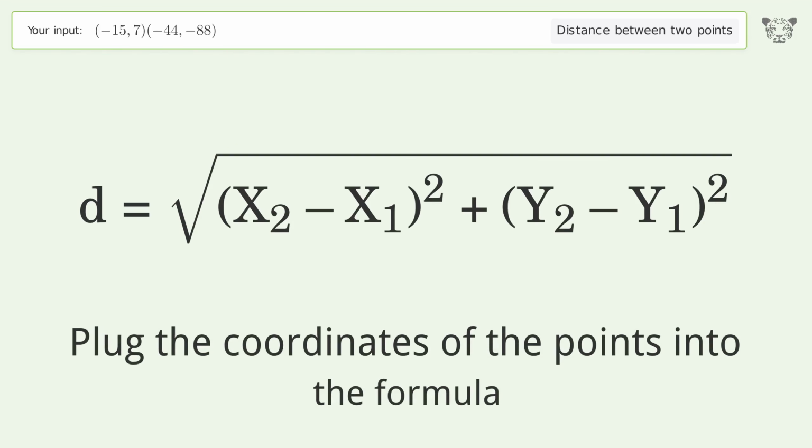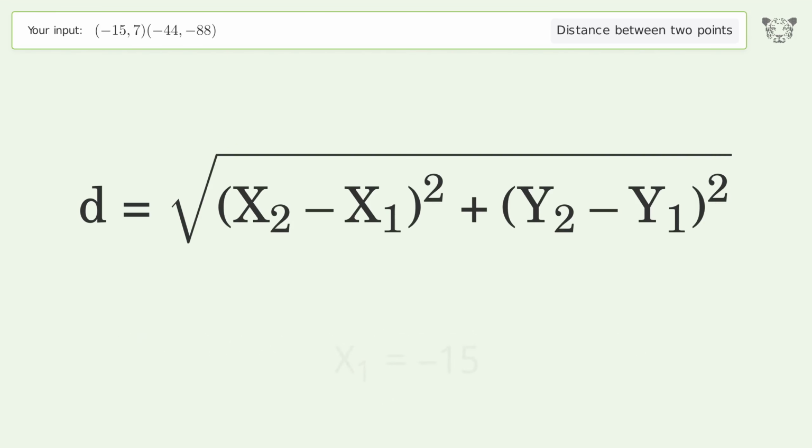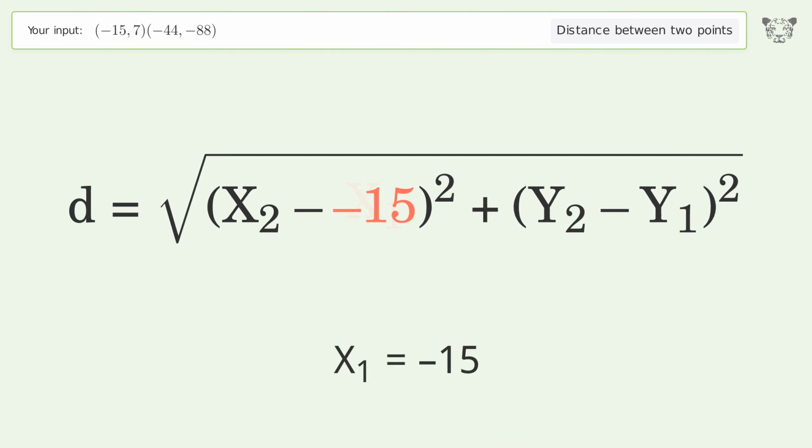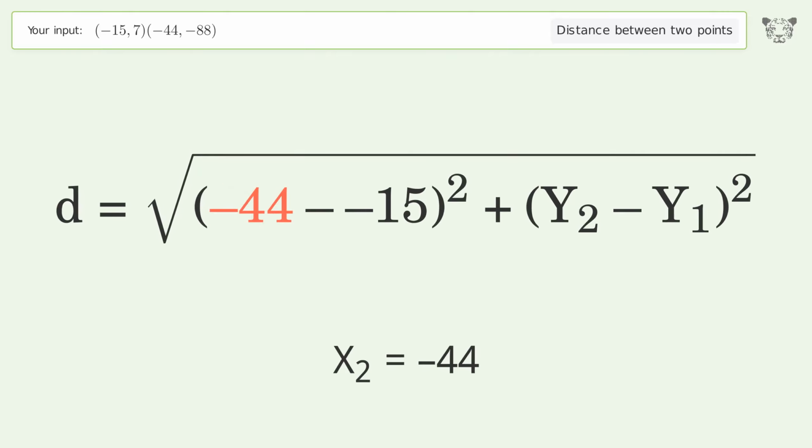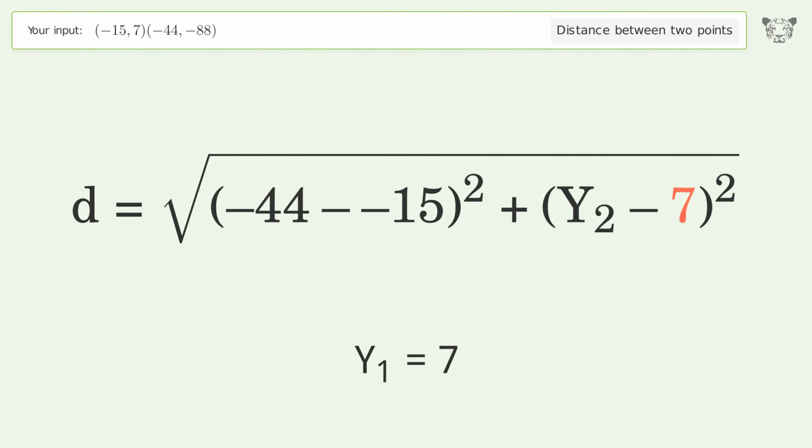Plug the coordinates of the points into the formula. x1 equals -15. x2 equals -44. y1 equals 7. y2 equals -88.